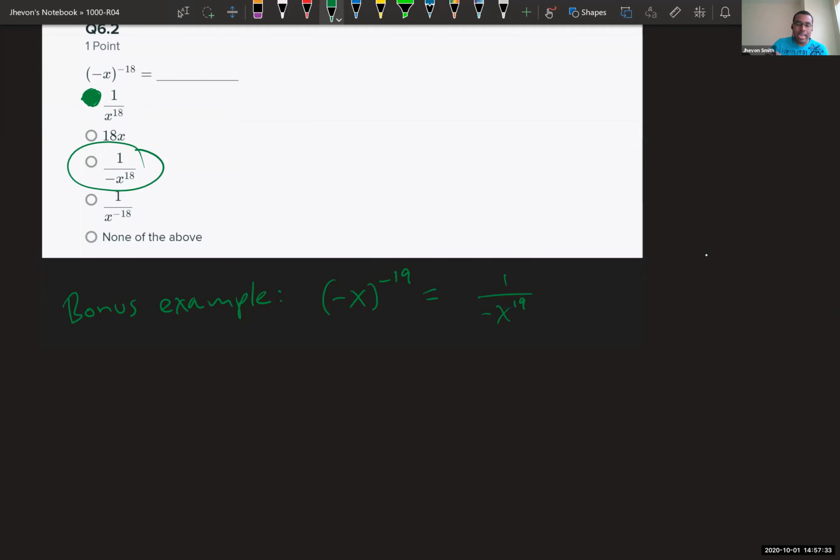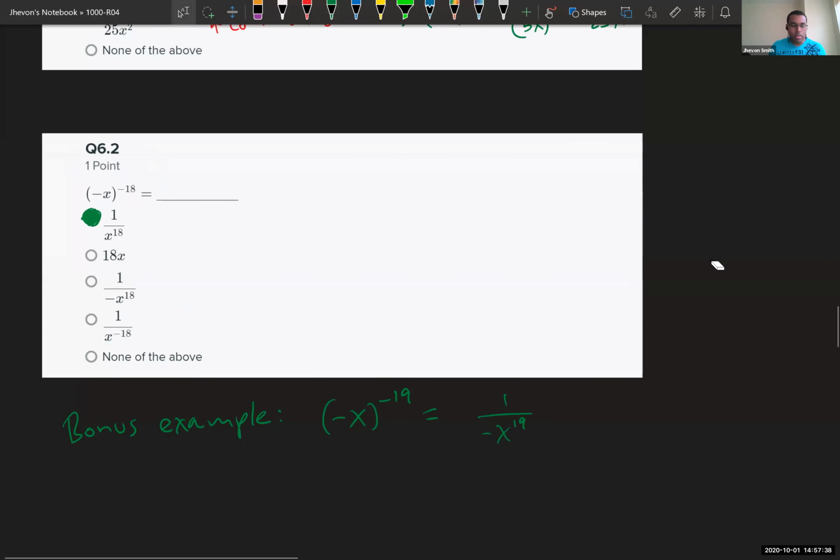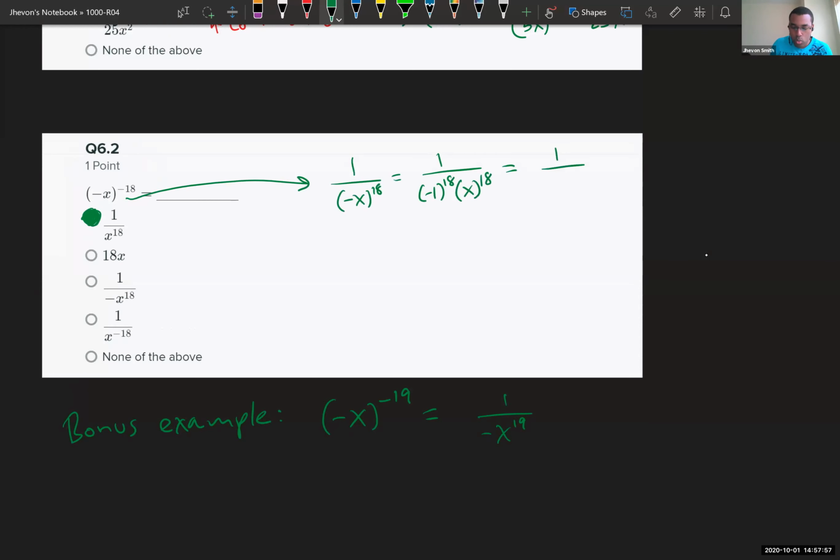But because the negative 18 is even, that got rid of the negative sign. So this one here, again applying the laws of exponents, this is 1 over, my negative x is the a. So this is 1 over negative x to the 18. Law of exponents says I can distribute the 18 to the negative 1 as well as to the x. Negative 1 to the 18 is just 1, so this is just x to the 18. The even power is going to get rid of the negative.